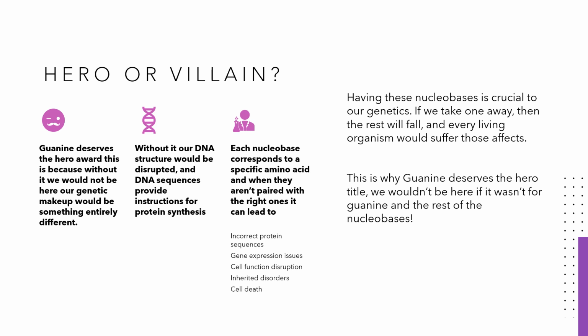DNA sequences usually provide instructions for protein synthesis. So each nucleobase corresponds to a specific amino acid, and when they aren't paired with the right ones, it can lead to incorrect protein sequences, gene expression issues, cell function disruption, inherited disorders, and cell death. And that's something we don't want. So having these nucleobases is crucial to our genetics. If we take one away, it all falls down like a domino effect. You knock one over, all of it falls.